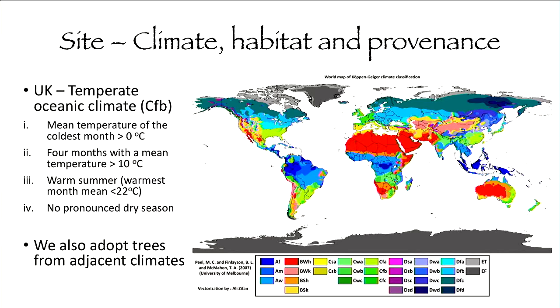So in the UK, we have a temperate oceanic climate. According to the Köppen-Geiger classification, there's a range of different ways to classify climate. This is one I quite like, and that means that we have a mean temperature of the coldest month that is greater than 0 degrees, 4 months with a mean temperature of greater than 10 degrees, and a warm summer, which is the warmest month is less than 22 degrees, and no pronounced dry season. That's the way our climate is classified.